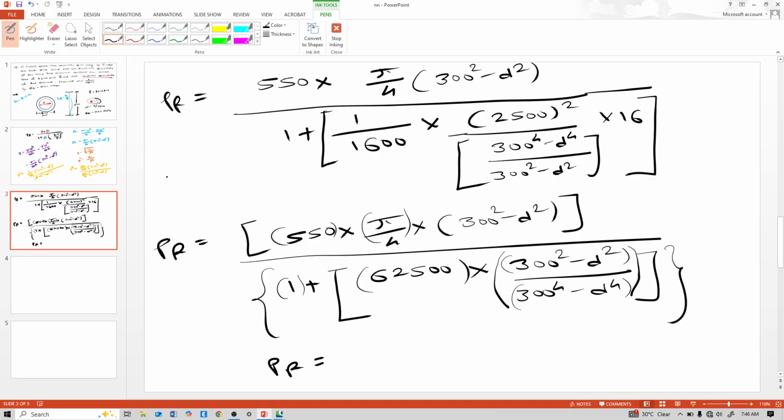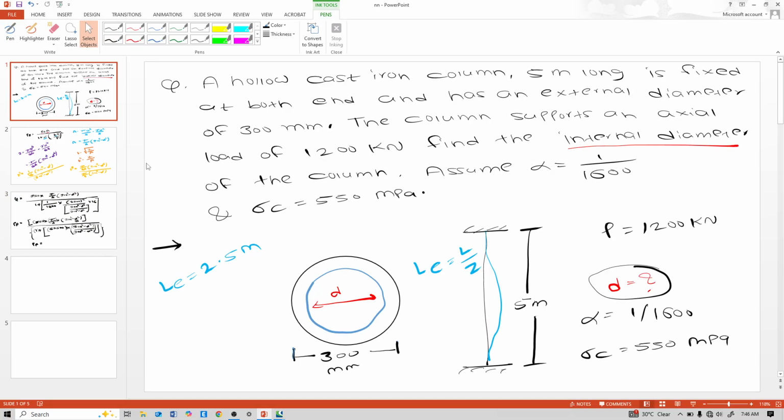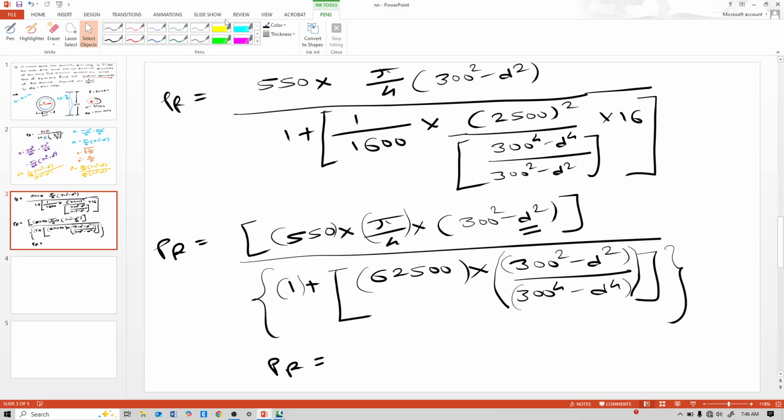sorry, our objective, how we will calculate this P_R, because we don't know this D. So our objective is not to calculate P_R, our objective is to calculate this D. So we have that P_R, 1200 kilonewton. So put that 1200 kilonewton in mm. Why in mm? Because this 300 is in mm, so directly put here. 1200 into 10 raised to 3.